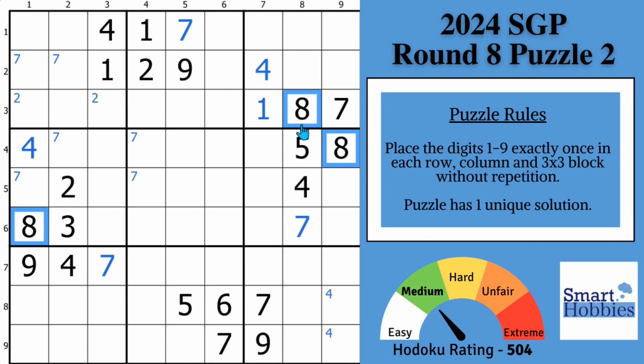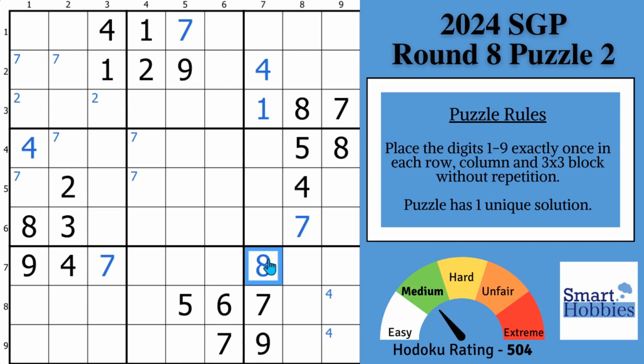These two 8s, you probably noticed that the setter of this puzzle from Germany put a lot of these situations here with the 8s and the 7s and the 4s and the 1s, where you can make these quick solves in these blocks. So you can put an 8 right there.